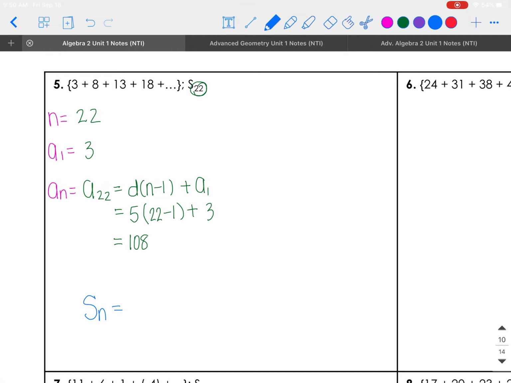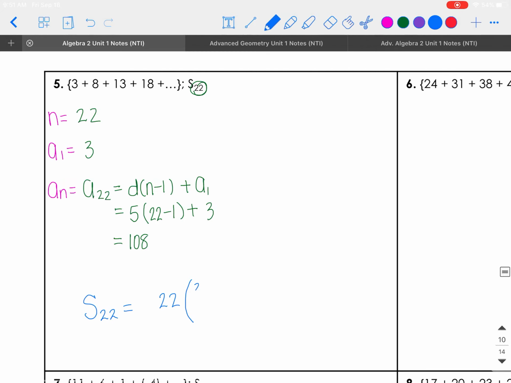So now I have all the pieces I need. S sub n, which is really S sub 22, the sum of the first 22 terms, equals 22 times (3 plus 108) divided by 2. And we get 1,221.